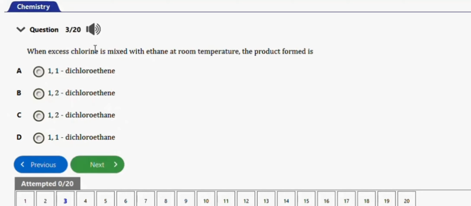The next question says when excess chlorine is mixed with ethane at room temperature, the product formed is, and we have 1,1-dichloroethane, 1,2-dichloroethane. So guys, looking at the options we have here, the right answer will be this option D, 1,1-dichloroethane. Alright, so that's the answer to this question. Very important.